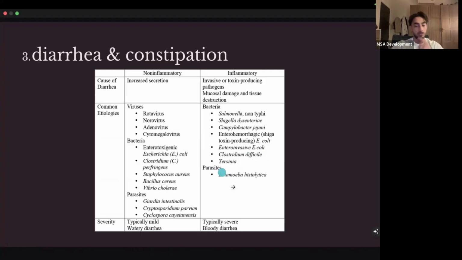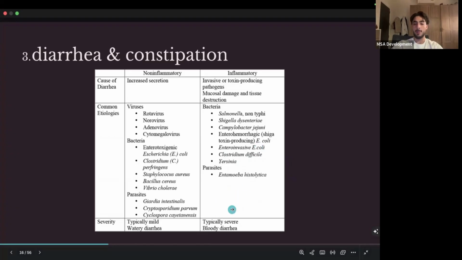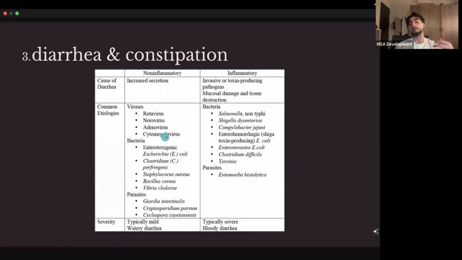And then for parasites, you have classically your Entamoeba histolytica, which you guys should be familiar with. C. diff also could cause inflammatory or exudative diarrhea. All right. And this is, again, because you have mucosal invasion or at least mucosal damage, it's very severe, typically also bloody diarrhea.